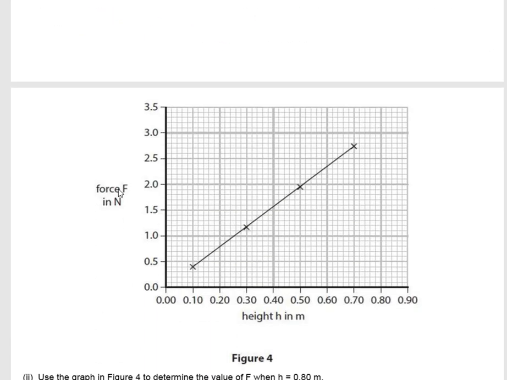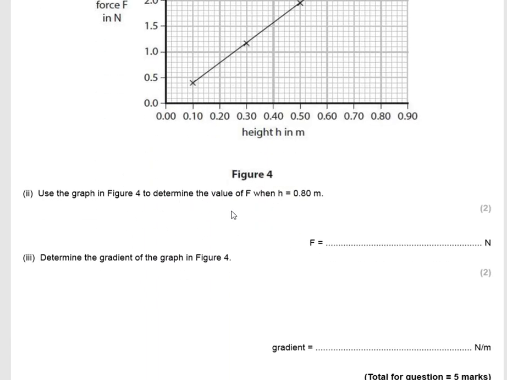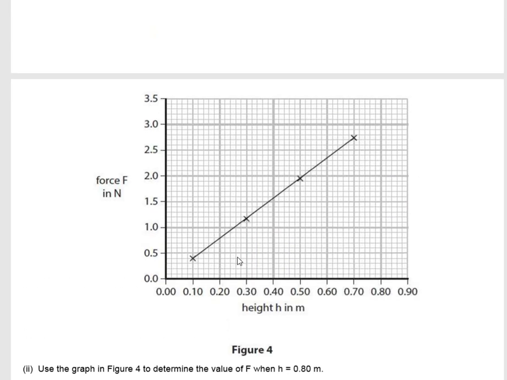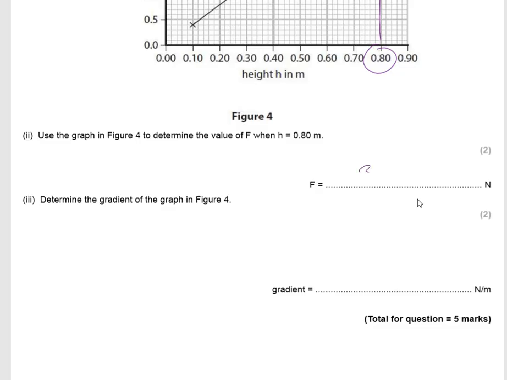Okay, here's a graph. Force and height. Use this graph to work out the height when it's 80, says 80. So all we have to do is extrapolate this. So 8 is there, 0.8. We go up, and then just go across in this particular case. Somewhere between this reading there, for me it's going to be 3.2 newtons.